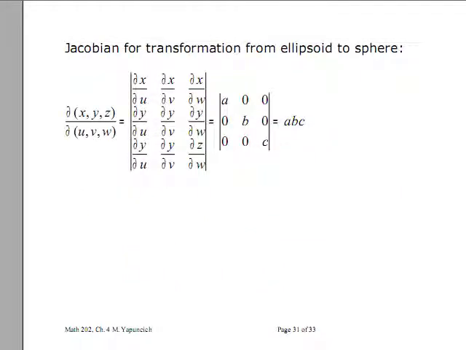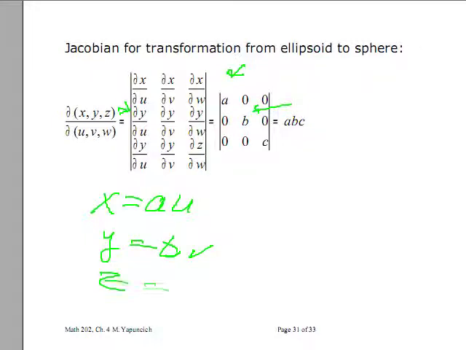Now let's look at the Jacobian for this transformation. Remember, it will be the determinant of the matrix of all the partial derivatives. Let me write again here for you what the transformation was. x equals a u, which is why you only have an a here and nothing with v and w. y equals b v, so that's where the b comes from in the second row, which are the derivatives of y. And z equals c w, and so you end up with a c here. Taking the determinant, you just get a times b times c. That's your Jacobian.